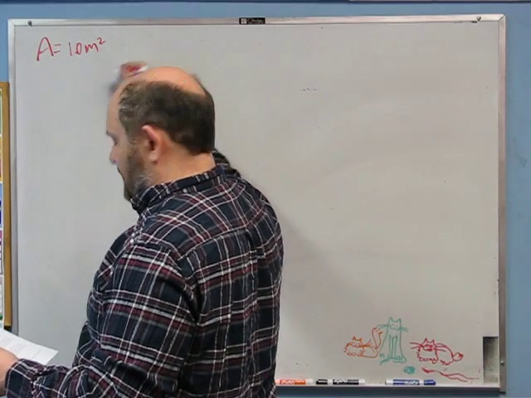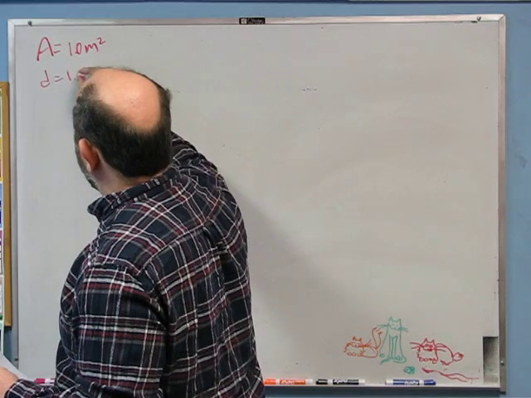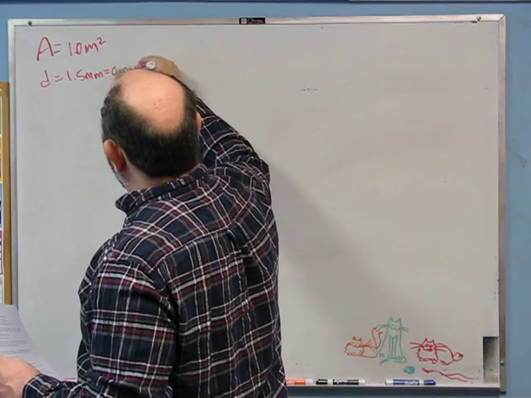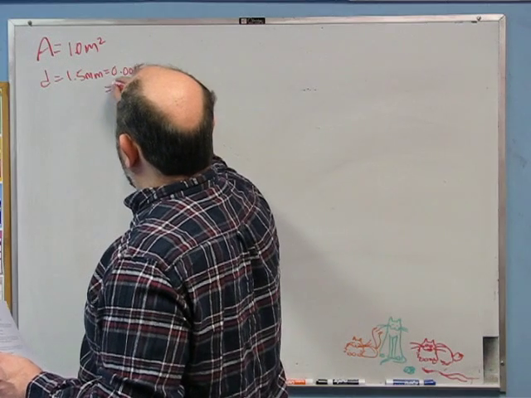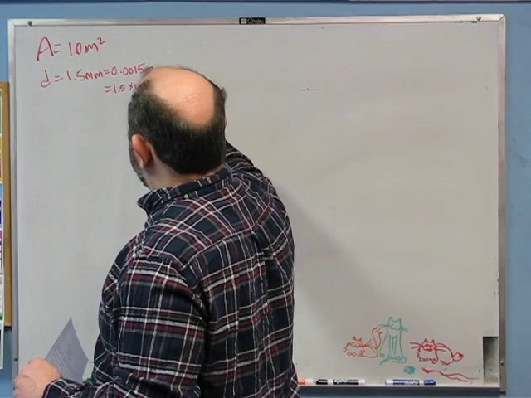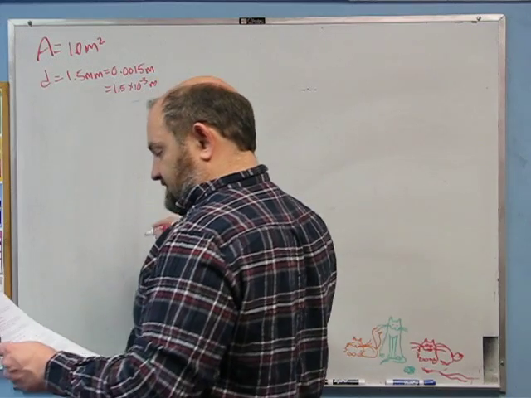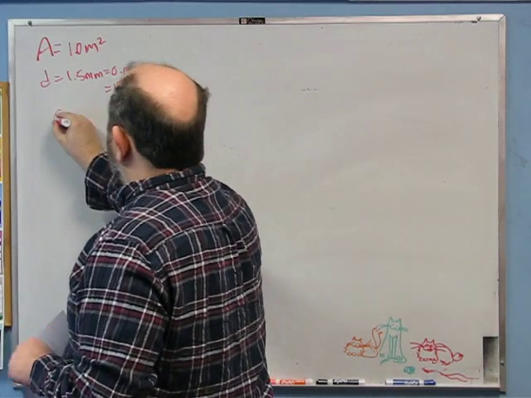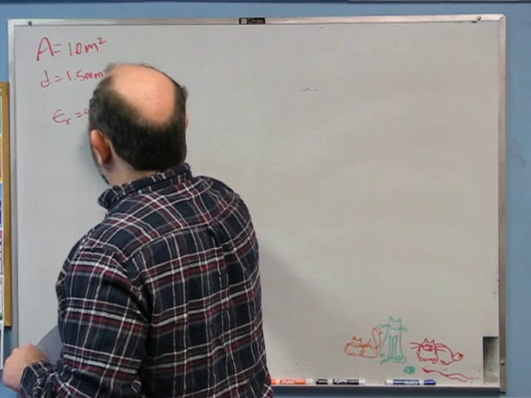They are separated by 1.5 millimeters, which is, of course, 0.0015 meters, or 1.5 times 10 to the minus 3 meters. Three ways of saying the same thing. And filled with a dielectric, constant of epsilon R is equal to 4.5.